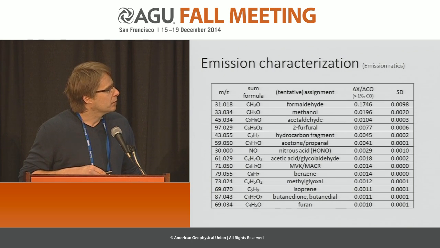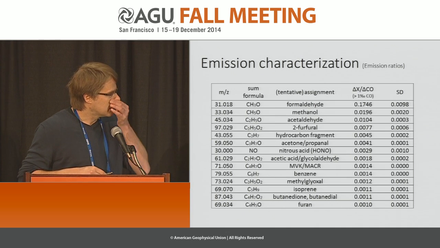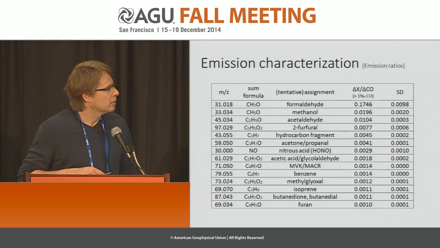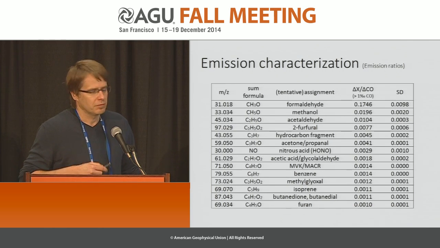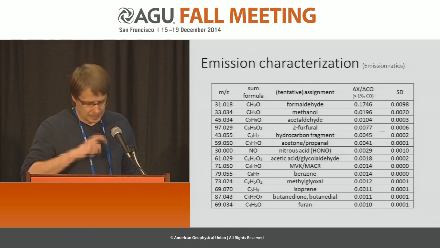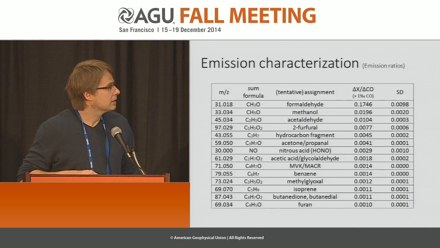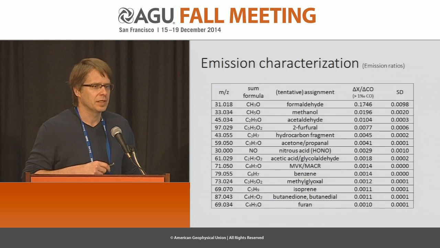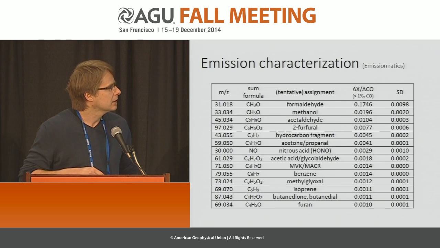And so the highest ones we found are formaldehyde, methanol, which is known, and acetaldehyde. This is an interesting compound: 2-furfural, with almost 8 ppt per ppb emissions. Mass 43 is a common fragment of many VOCs, so we can't really assign it to a specific compound. Acetone, propanol, that's known. Mass 30 is nitrous acid, so even though it's not a VOC, PTR-MS measures a few inorganic compounds like ammonia and nitrous acid.